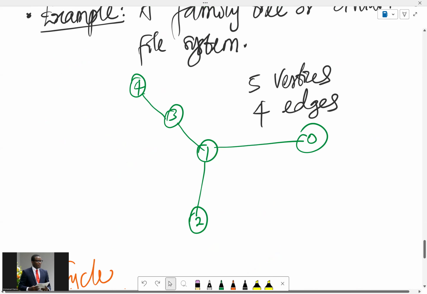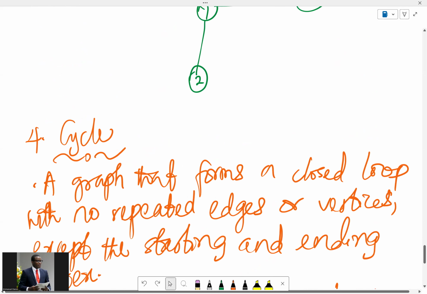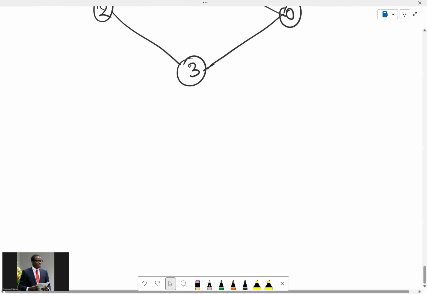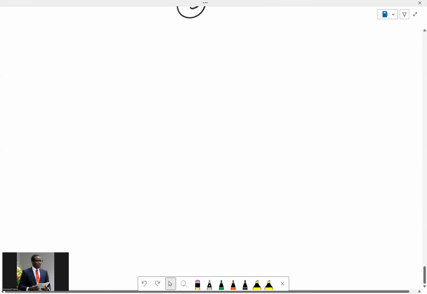All right. So let's go on. I think we are done with special graphs now. The next thing I'd like to talk about would be representation of graphs. So let's talk about representation of graphs.